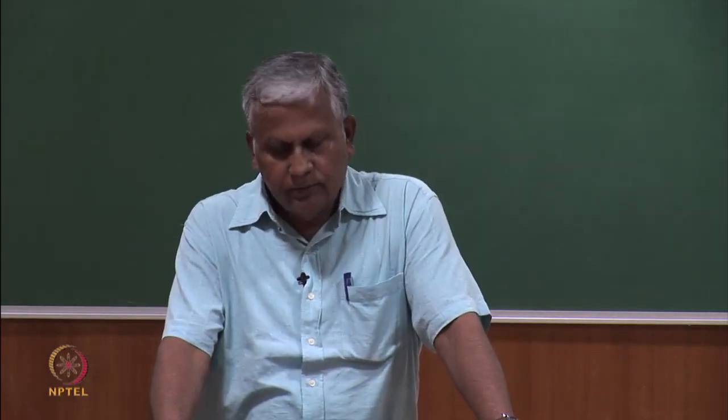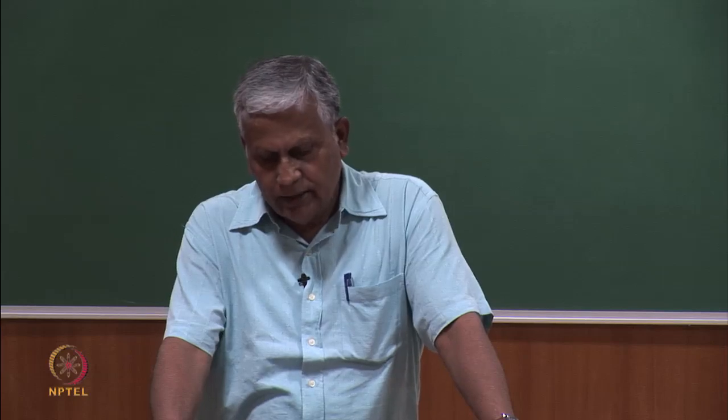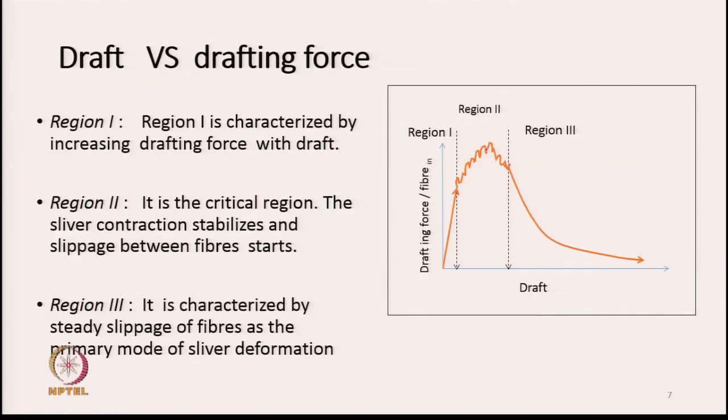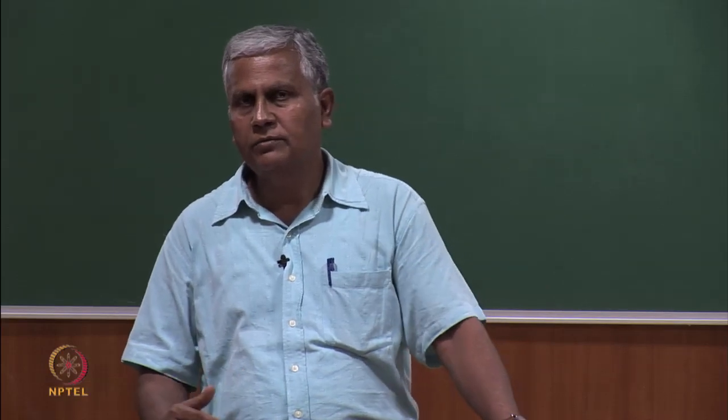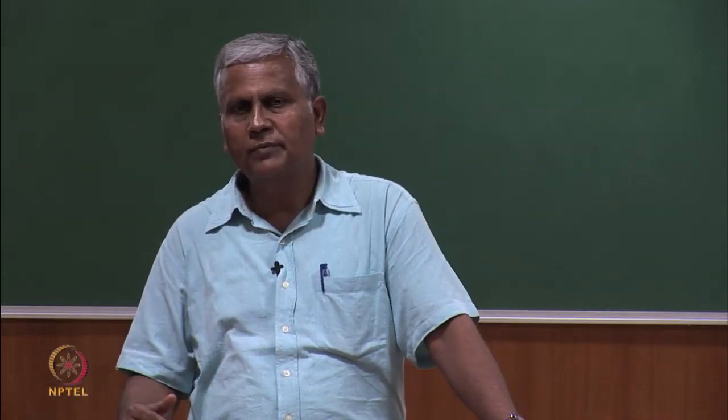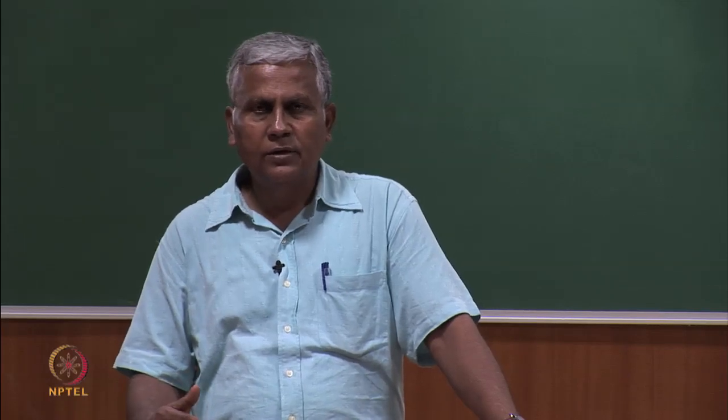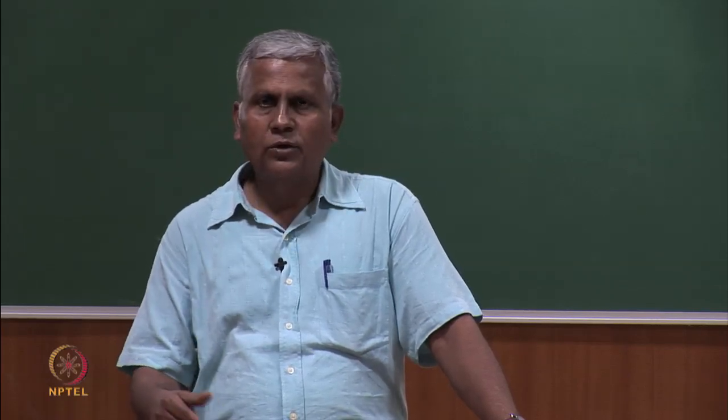Once we cross the peak, now with the increase in draft, the force is declining. So, it is characterized by a steady slippage of fibers as the primary mode of sliver deformation, that is the region 3. That is, we overcome the stick slip zone and then we reach a zone where we get steady slippage between the fibers. And as the fiber slips, as we get more and more draft, what is going to happen? The number of fibers under the front roller is going to decline.